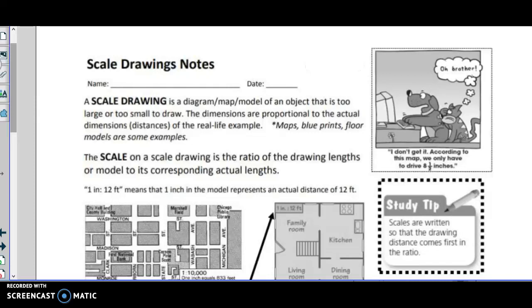The scale on a scale drawing is the ratio of the drawing lengths or model to its corresponding actual lengths. Study tip: scales are written so that the drawing distance comes first in the ratio. So it says 1 inch equals 12 feet. That means that 1 inch represents the model and 12 feet represents the actual. So now let's do some examples.